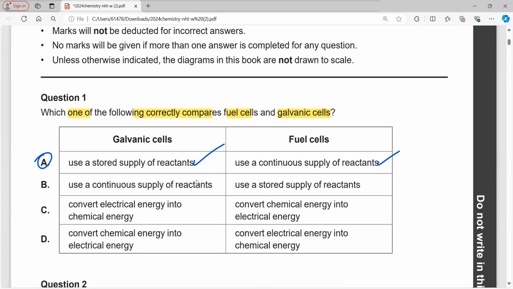However, it's very important that we look at the other options as well. Obviously B is just the options of A, but switched around. Galvanic cells convert electrical energy into chemical energy. That's actually describing an electrolytic cell, and we can see that the same thing's been written here. So that's why we can cross out B, C, and D.